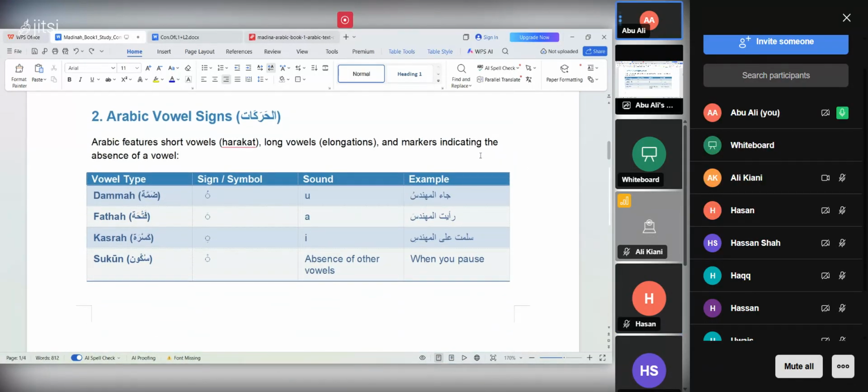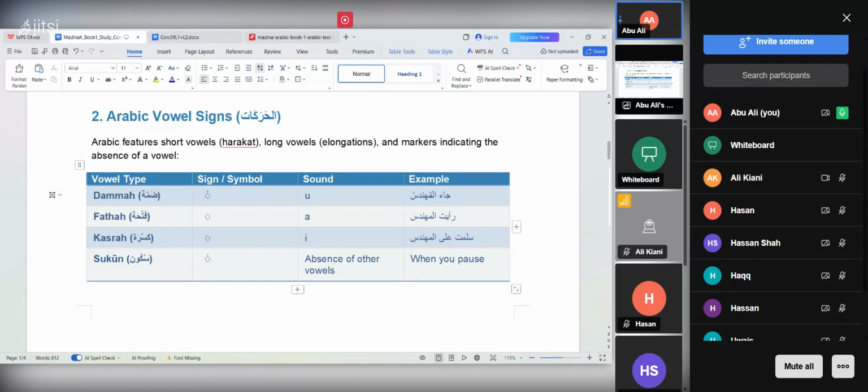So, Arabic vowel signs. We will learn two uses for them in Arabic. The first one is that they help the flow of the word. Consider them a letter. So, for example, جاء المهندس. Look, I'm gonna add something. Just a second.